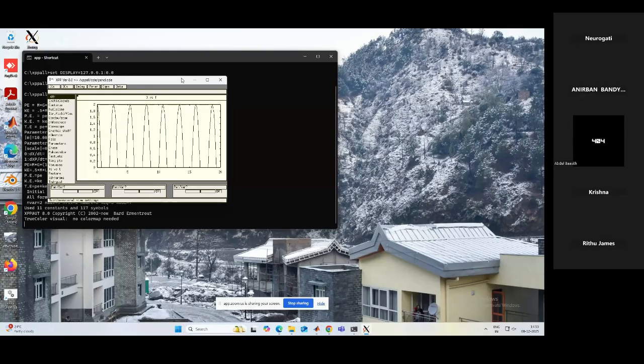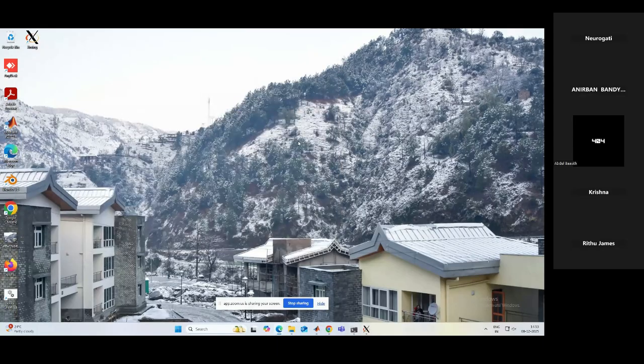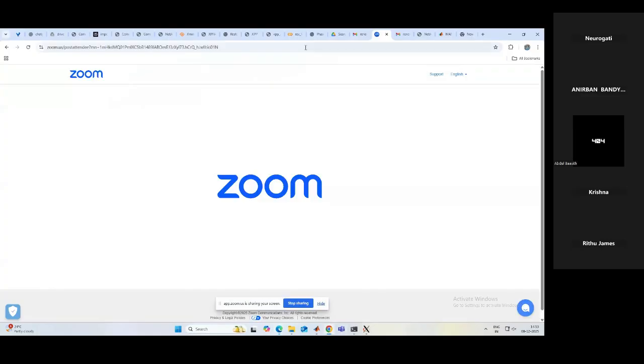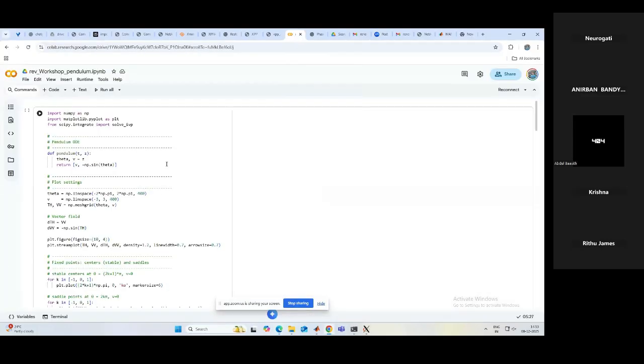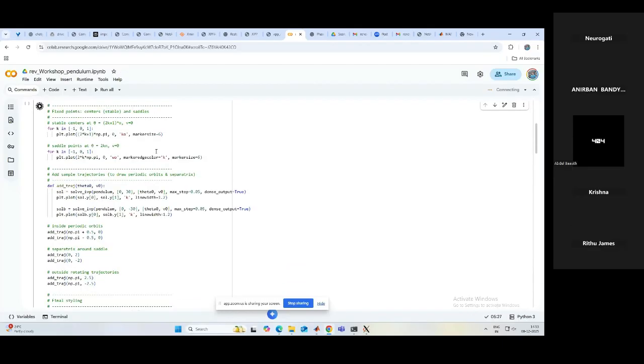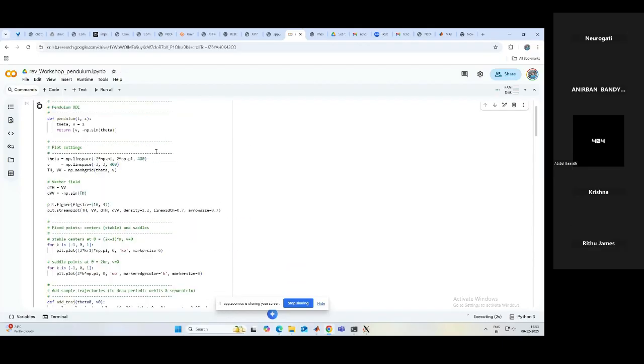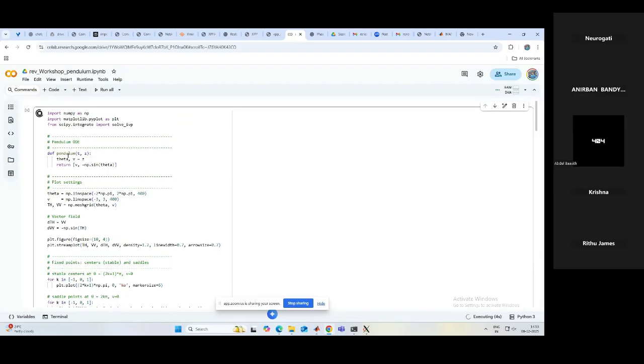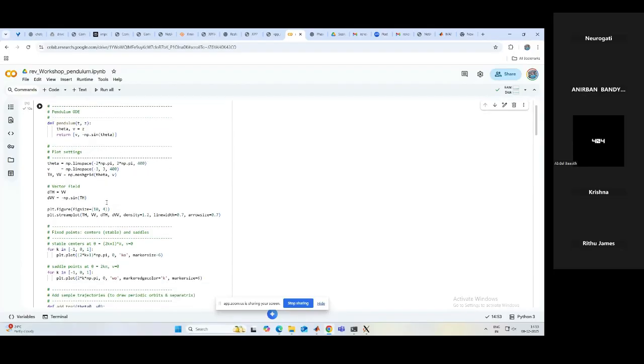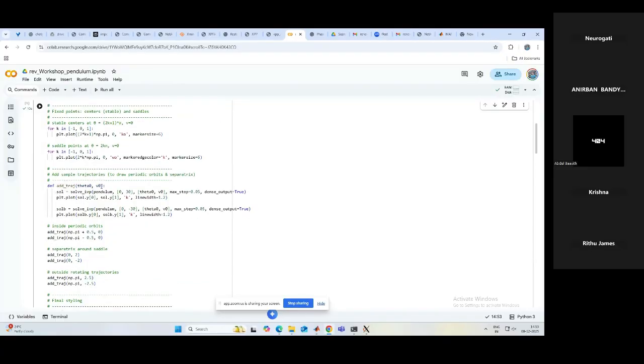Now let's close this and go to this Python notebook. Let me run this first block. This first block is for the undamped pendulum. You just write a differential equation for theta and v, like theta dot is v and v dot is minus sine theta. Then you solve it for the different trajectories.